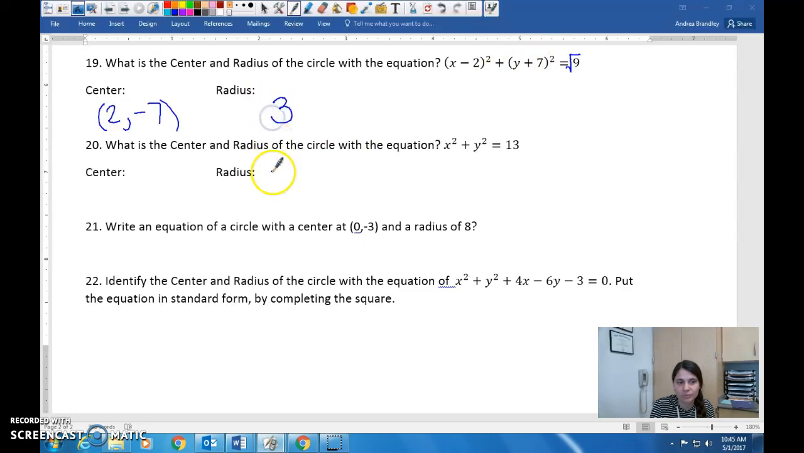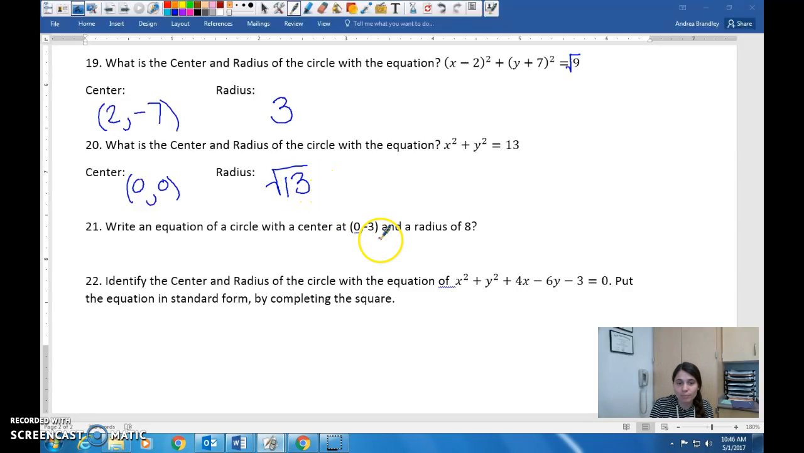And then 20 seems a little bit weird because it doesn't have numbers there. That's because my center is at 0, 0. So it would be like saying x plus 0 squared plus y plus 0 squared. Well, that's a little unnecessary. We can just know that our center is at 0, 0. And then my radius is the square root of whatever this is. Well, that doesn't simplify nice and pretty like the square root of 9 does. So we can just write the radius as the square root of 13.